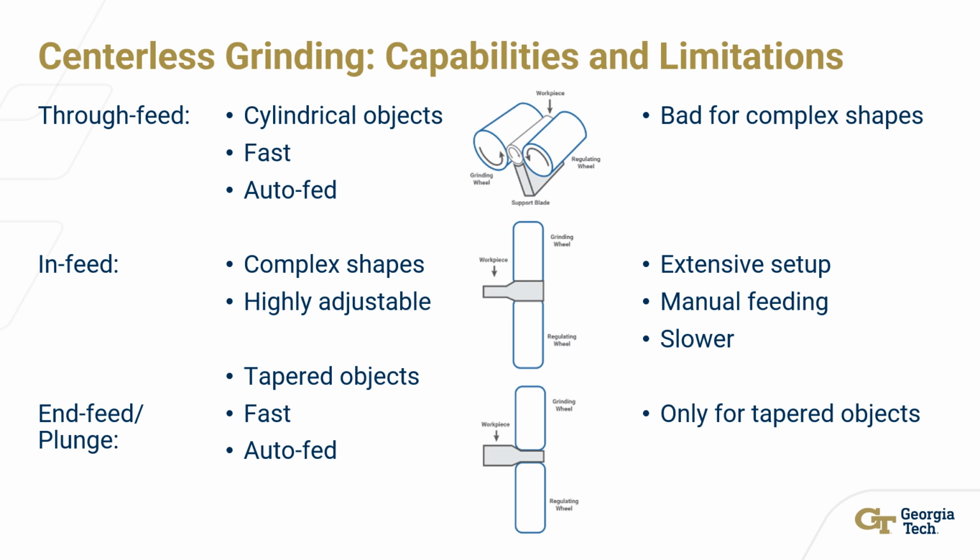End-feed grinding is best for working on objects with tapered surfaces, since its auto-feeding decreases the diameter of the entire piece instead of just one single aspect of the piece. Overall limitations of centerless grinders include difficulties working on pieces with right angles or short pieces with large diameters, since they are difficult to control between the grinding and regulating wheels.